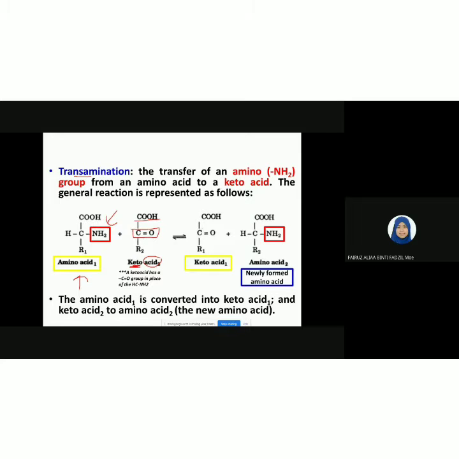So you see the amino acid here, C, NH2, H, R1. The amino acid 1 donates the amino group. Now they don't have the amino group anymore, so they become the keto acid. The original amino acid now becomes the keto acid. And then the keto acid here, the one that receives the amino group, will become the new amino acid.